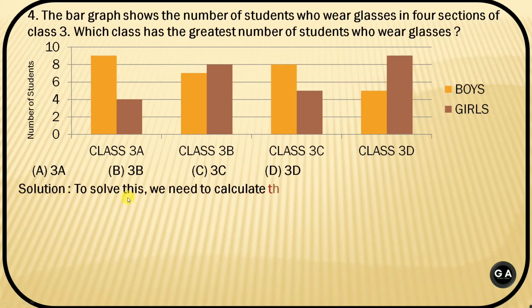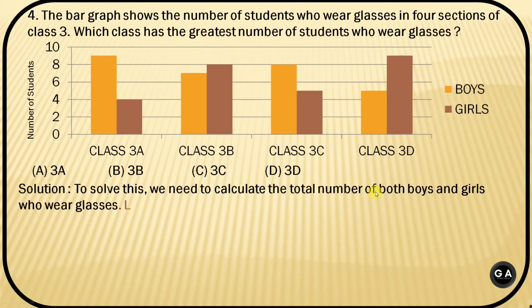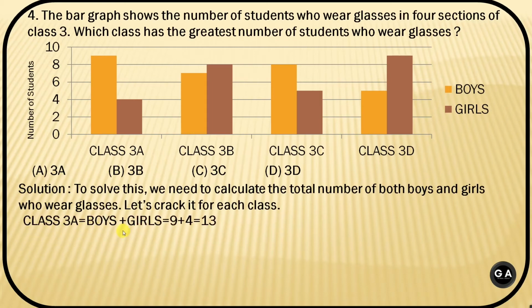Solution: to solve this, we need to calculate the total number of both boys and girls who wear glasses. Let's crack it for each class. Class 3A equals boys plus girls equals 9 plus 4 equals 13. So here is the number of boys wearing glasses, and that is 9, and here is the number of girls wearing glasses, and that is 4. So 9 plus 4 equals 13.